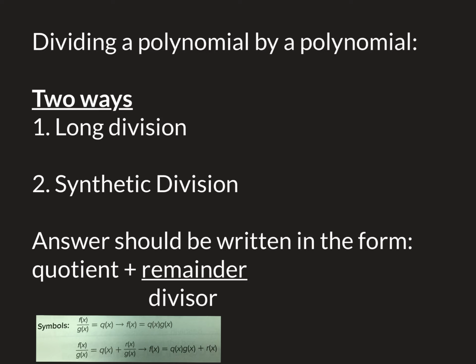And here I have written out the fancy terminology. If you take a function f of x and divide it by g of x, you get the quotient. And f of x is equal to the quotient times g of x. I'll show you a simple example like that, so that you can understand what that means. And then this is what I'm talking about, how to write your final answer.